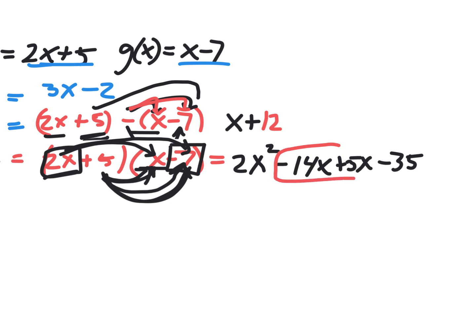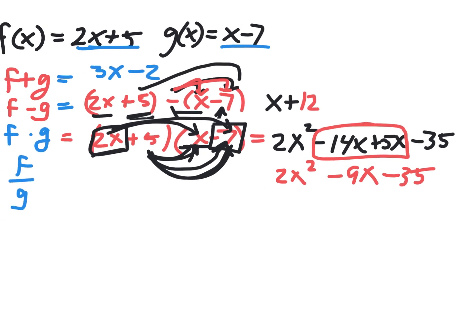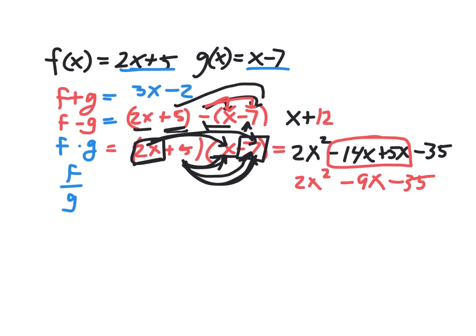And those two together, minus, let me think. I think it's minus 9x. Can anybody verify that? Got a minus 9? Okay, good. That was the two functions times each other. And the last kind, divide them. 2x plus 5 over x minus 7.